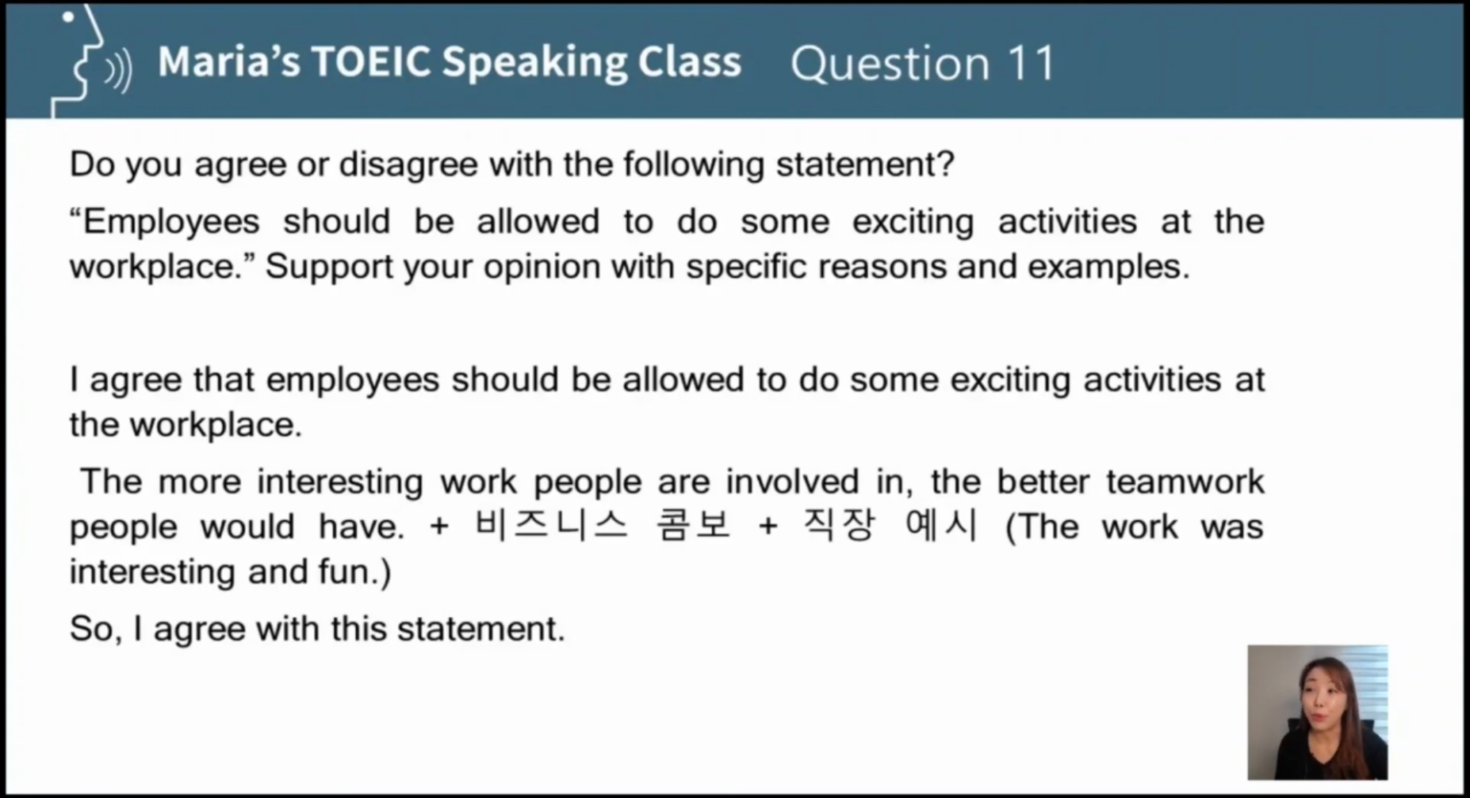그래서 I agree that employees should be allowed to do some exciting activities at the workplace 하시고 조금 응용 들어가겠습니다. The more interesting work people are involved in, 더 흥미로운 일에 사람들이 관련돼 있을수록 the better teamwork people would have, 더 좋은 팀워크를 사람들이 가지게 될 것이다. 요거 고득점 목표하는 친구들은 요거 넣고 저의 비즈니스 콤보를 넣어주세요.